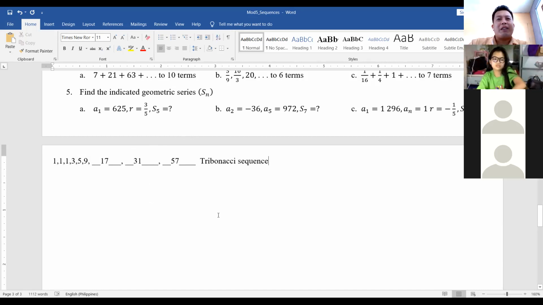And this is in connection with the Fibonacci a while ago. When you talk about Fibonacci, you add the previous two to get the next number. But in a Tribonacci sequence, you add the previous three to get the next number. That's all.